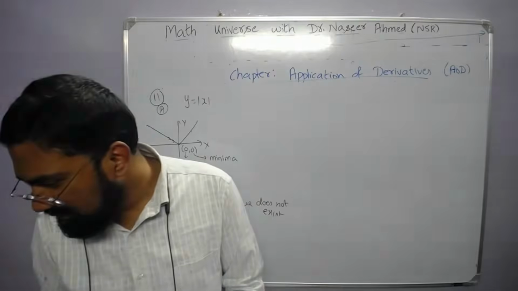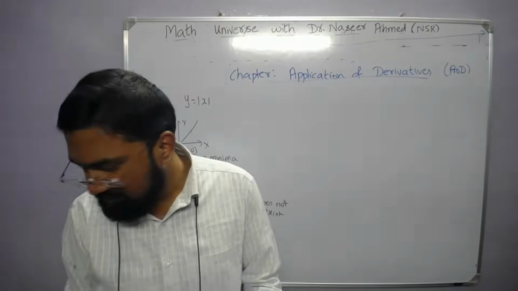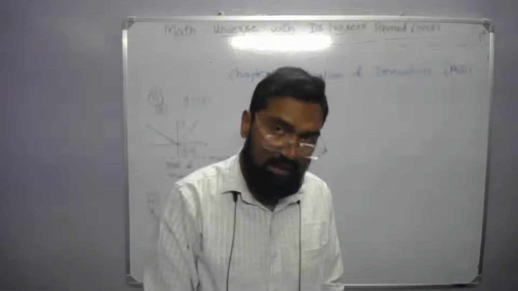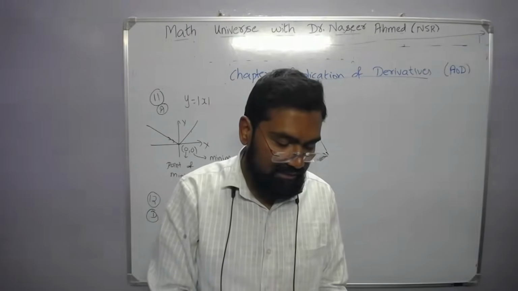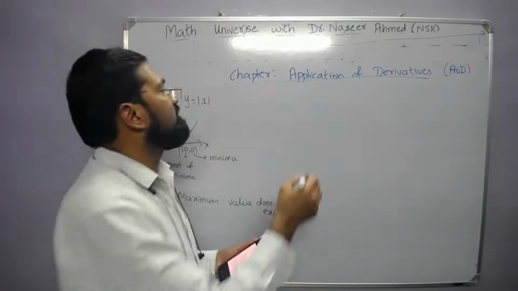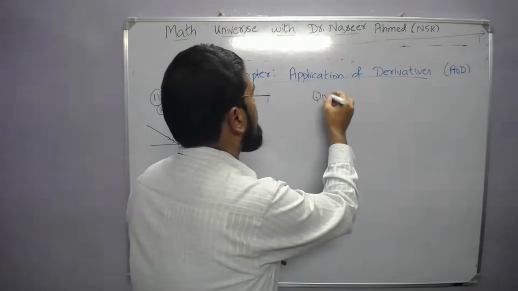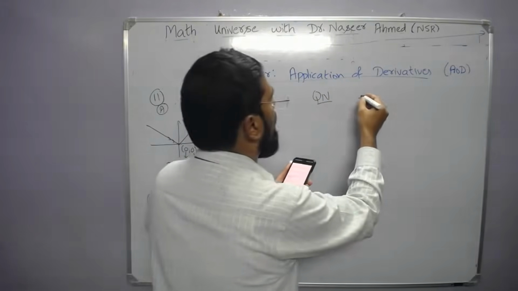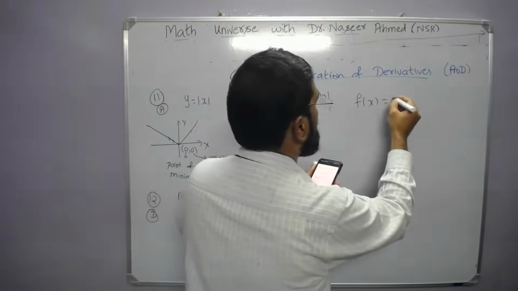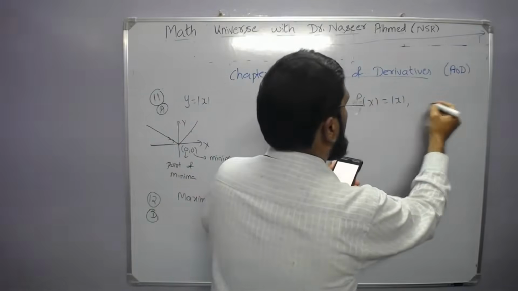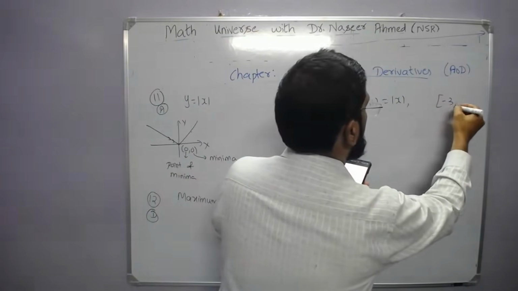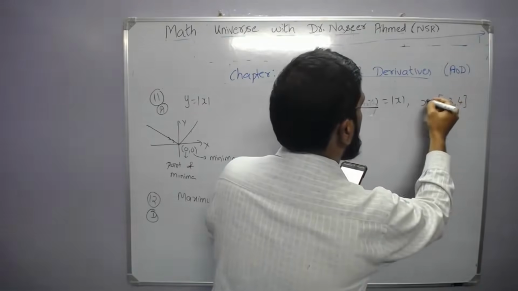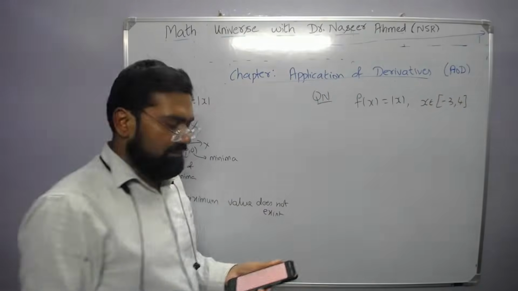Any doubt? Are you clear with this? I have taken one tricky problem. The problem QN means question from my end. Can you tell me what could be the maximum and minimum value of f of x is equal to mod x, where x is belonging to -3, 4? What could be the maximum and minimum value?